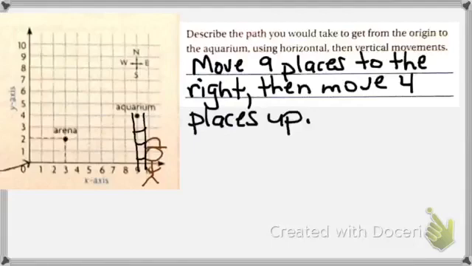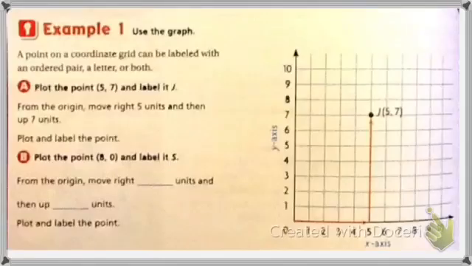Okay, now we're ready to start example number 1, and your example 1 will be similar to this example. So example number 1 says use the graph. A point on the coordinate grid can be labeled with an ordered pair, a letter, or both. So A says plot point 5, 7, and label it J.